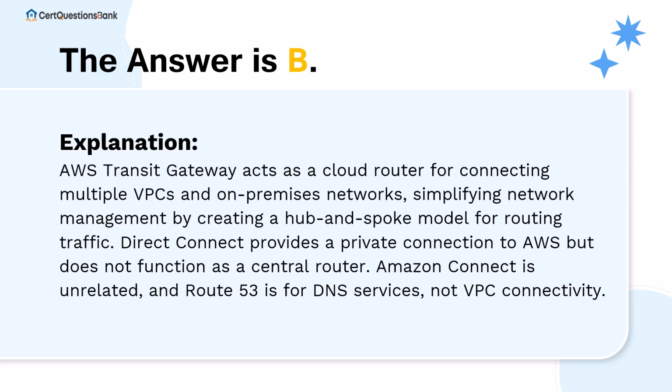AWS Transit Gateway acts as a cloud router for connecting multiple VPCs and on-premises networks, simplifying network management by creating a hub-and-spoke model for routing traffic. Direct Connect provides a private connection to AWS but does not function as a central router. Amazon Connect is unrelated, and Route 53 is for DNS services, not VPC connectivity.